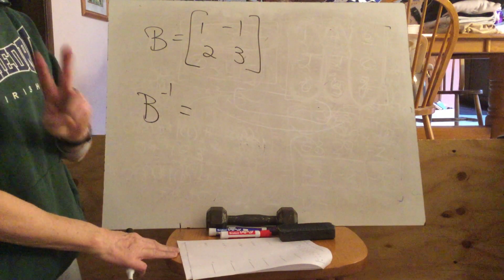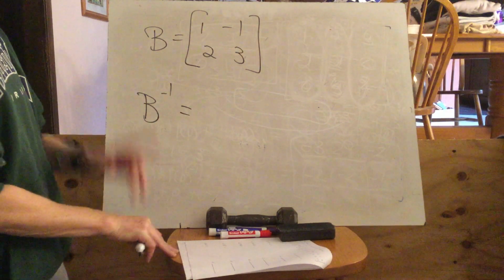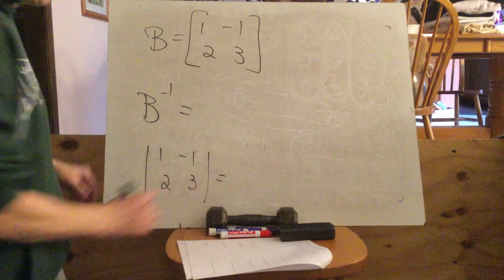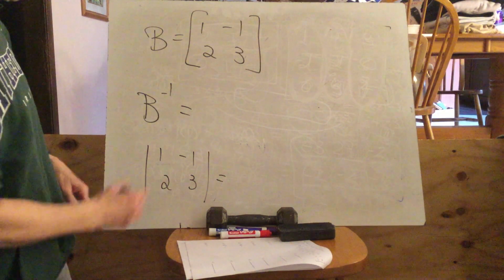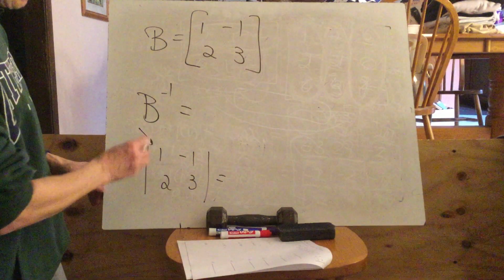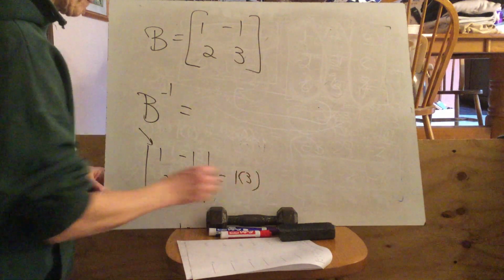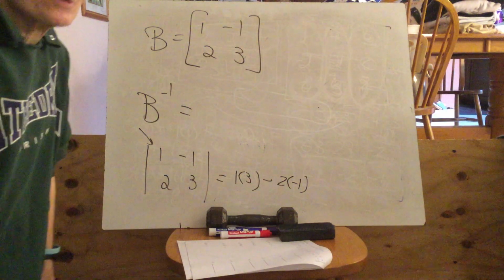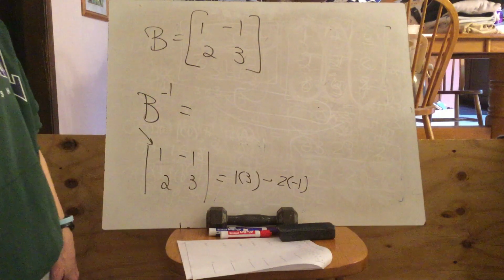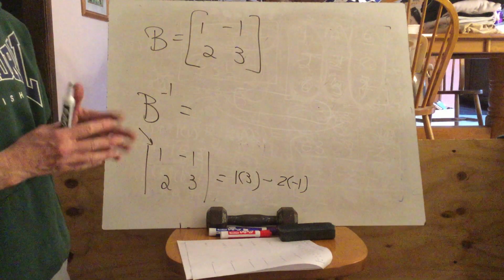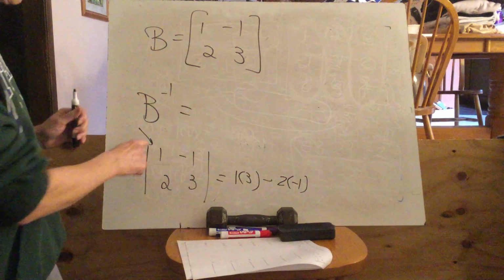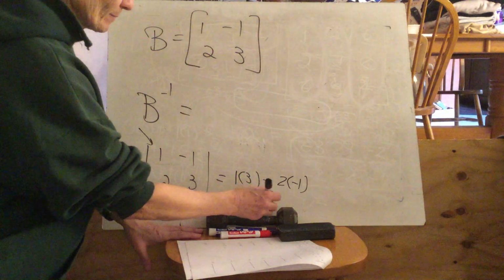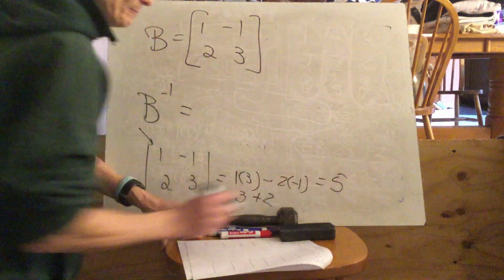Now remember, that's a two-step process. To find the inverse, we first have to find the determinant. So step 1, find the determinant. So here we go. Start here always. So 1 times 3, 2 times negative 1, and subtract. I know there's a lot of rules, kids. I know there's a lot of procedures. Individually, they're all very, very easy, but you do have to really think to keep them straight. So it's 3 minus negative 2. So the determinant is 5.